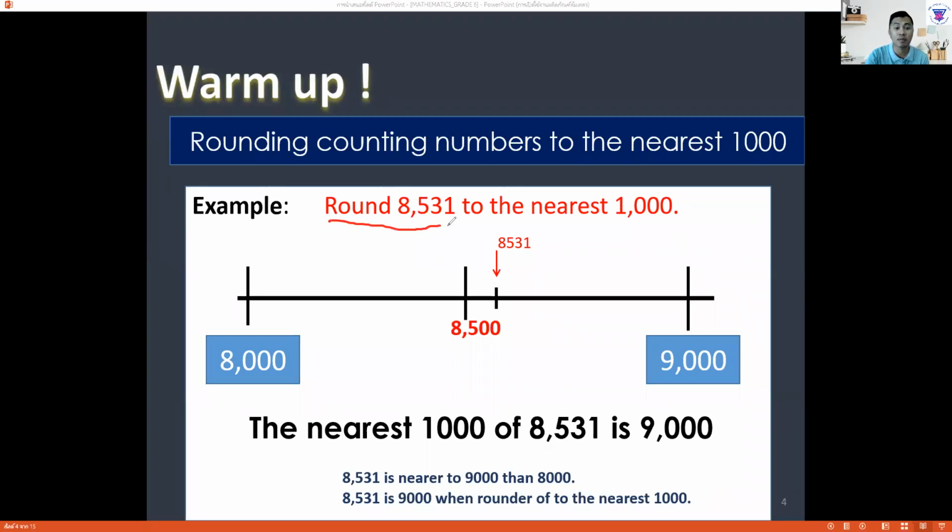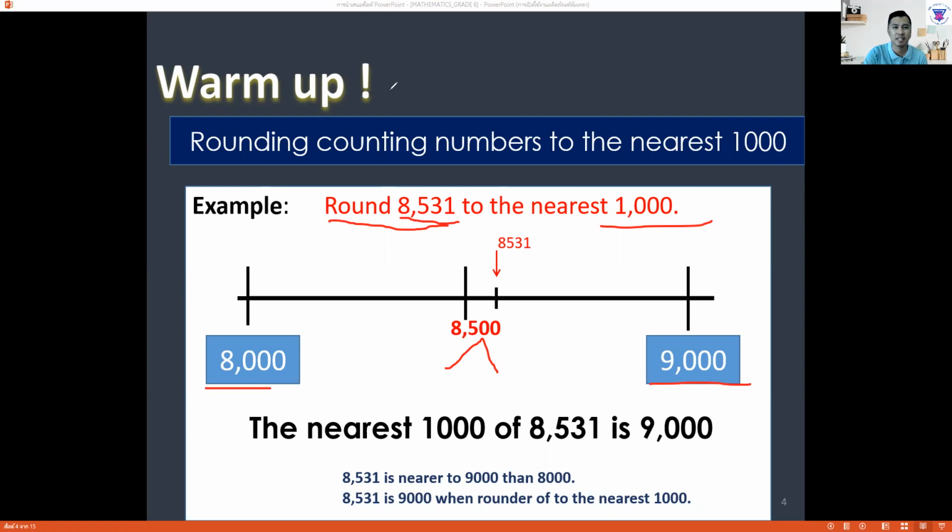Round 8,531 to the nearest 1000. Okay, so let's say 8,000 is here and 9,000. What is the middle? The middle is 8,500. That is in between 8,000 and 9,000. So you have to make sure to check the numbers in between.